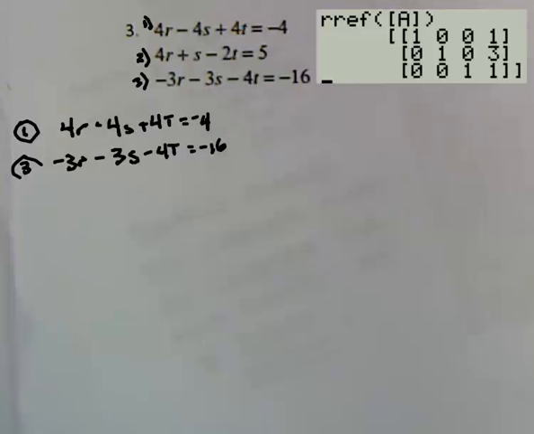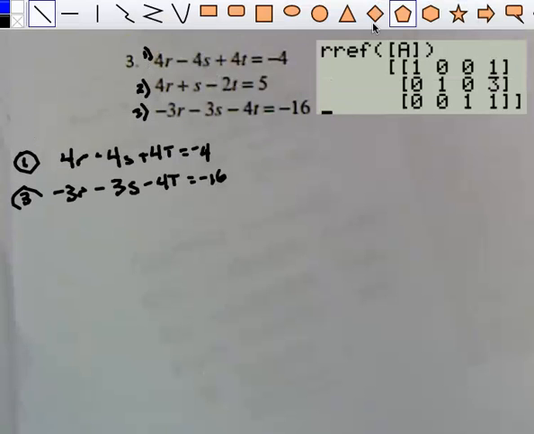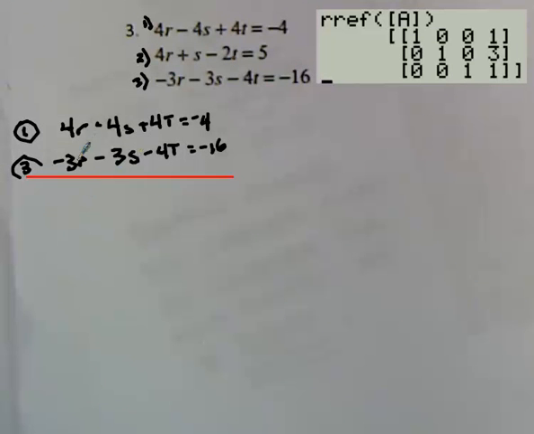So if I add these two equations, then I will have the ability to eliminate those t's. So if I add these two together, I get 1r plus or minus 7s. The t's are canceled, and I get negative 20. So 1r minus 7s equals negative 20.